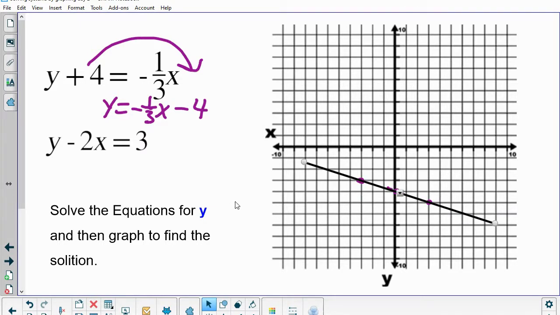Okay, now let's look at the second one. Well, the second equation looks to me like it's going to be a little easier to rearrange. This needs to move to behind the equal sign.